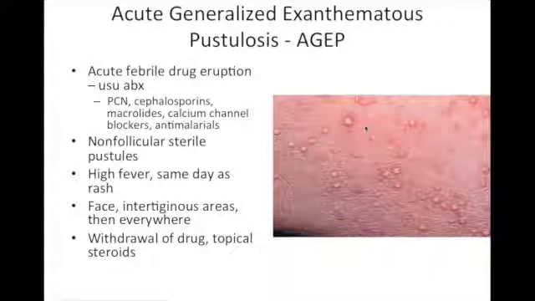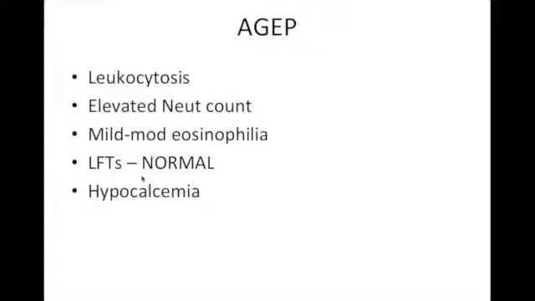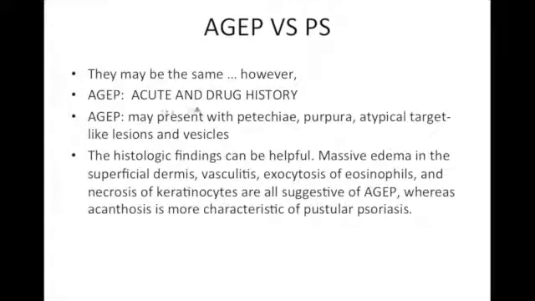And I think the next couple, this just talks about AGEP, which is a drug-induced pustular dermatosis. The more common causes include penicillin, cephalosporin. This presents clinically much like pustular psoriasis. However, will have facial involvement, even intertriginous areas. They will have some blood findings like leukocytosis, some eosinophilia. LFTs typically tend to be normal, and hypocalcemia can be seen. But they will have a drug history. So it starts acutely and it has a drug history.